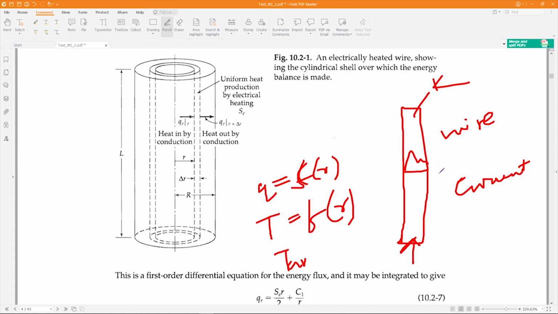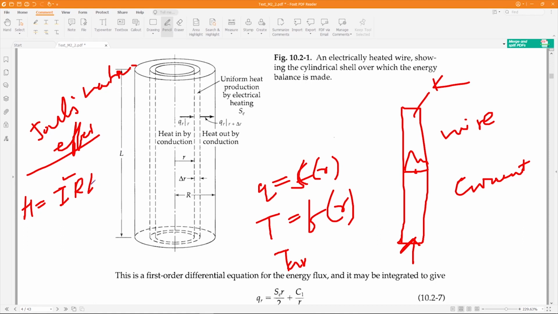And it is given that definitely, you know, Joule's heating effect. Because the current is flowing through a wire, heat will be generated. So heat H is I squared R t, where I is current, R is the resistance of the wire, t is the time, and H is the heat, whose unit is joule. So definitely the heat is being produced inside the wire. This is the problem. So how to solve it?